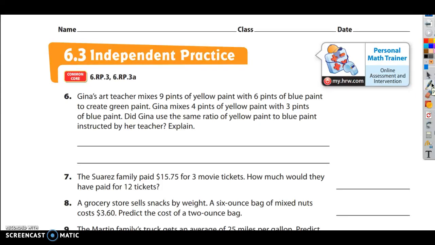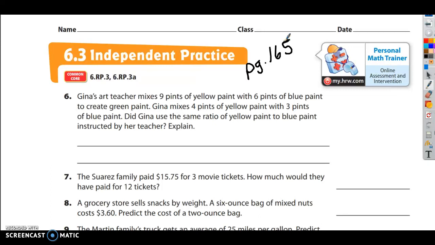This is lesson 6.3, independent practice. This is page 165. Please read along with me and attempt as much of this as you can. Watch the video for hints and to check your answers. And if you have questions, of course, raise your hand.